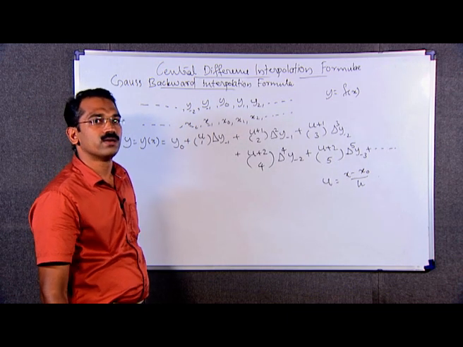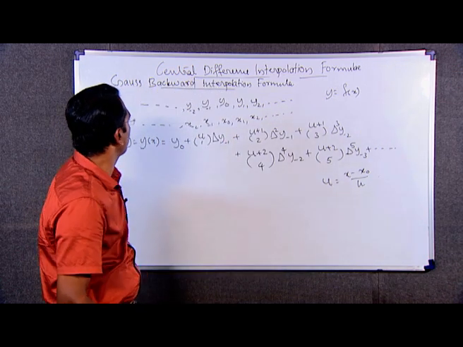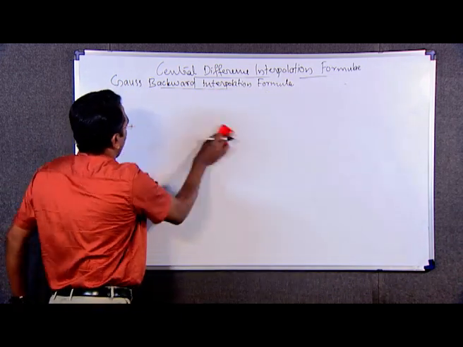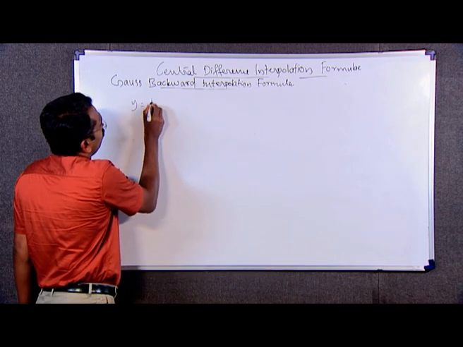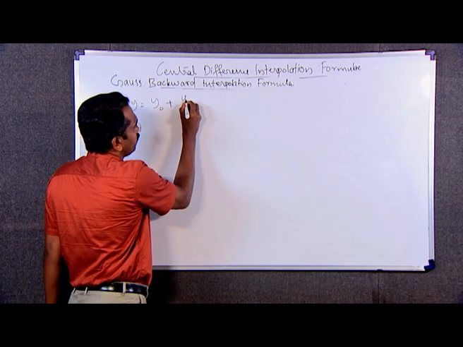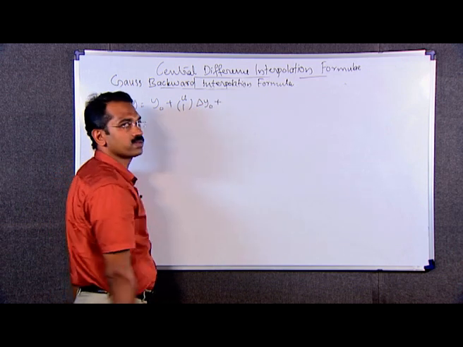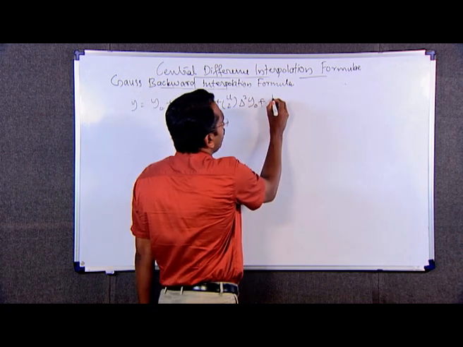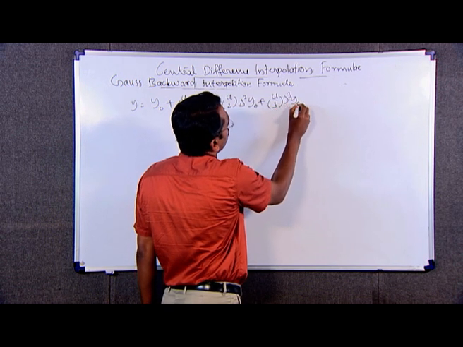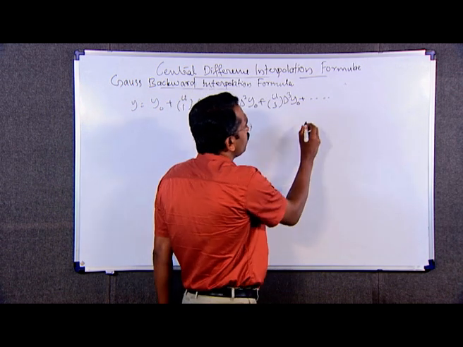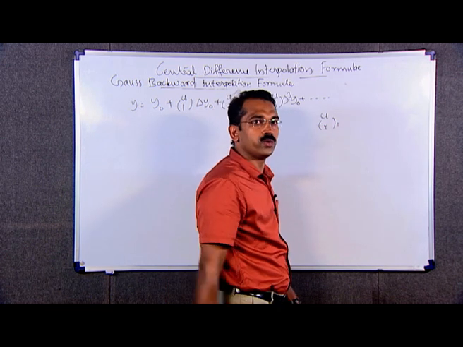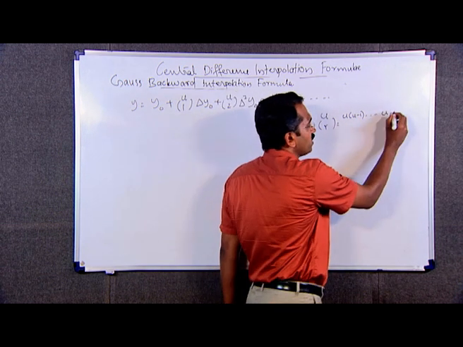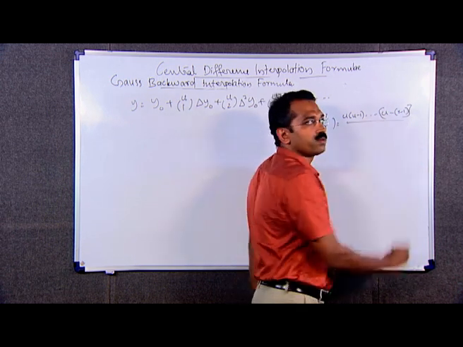We can derive this formula from Newton's interpolation formula. We know that the Newton's interpolation formula is y is equal to y0 plus uC1 into delta y0 plus uC2 into delta square y0 plus uC3 into delta cube y0 plus etc., where uCr is equal to u into (u minus 1) into (u minus 2) into etc., (u minus r plus 1) divided by r factorial.